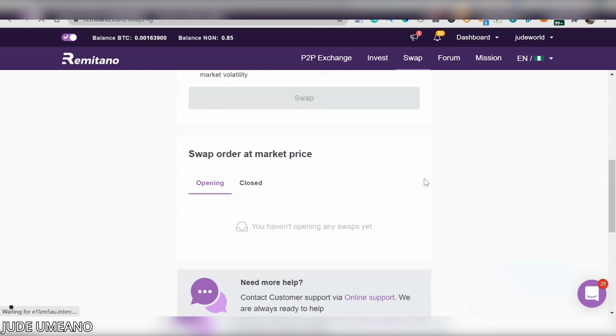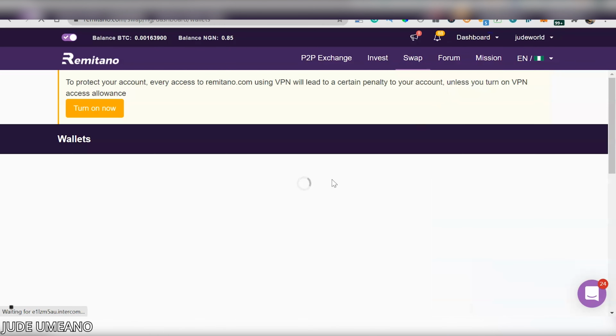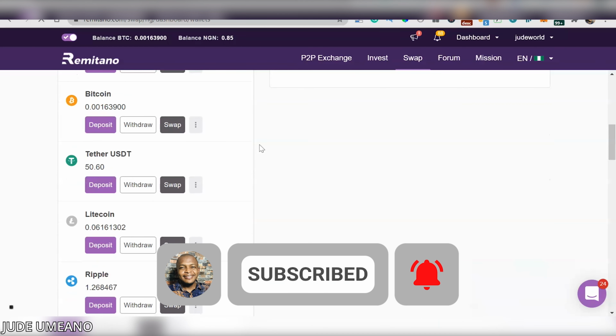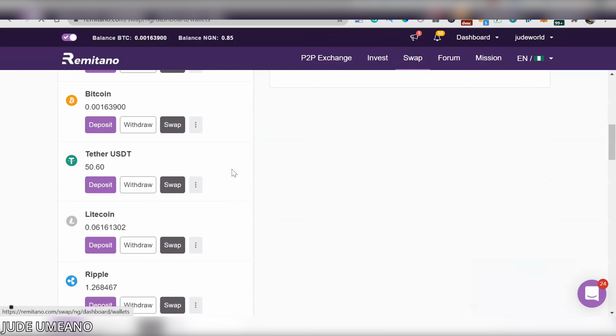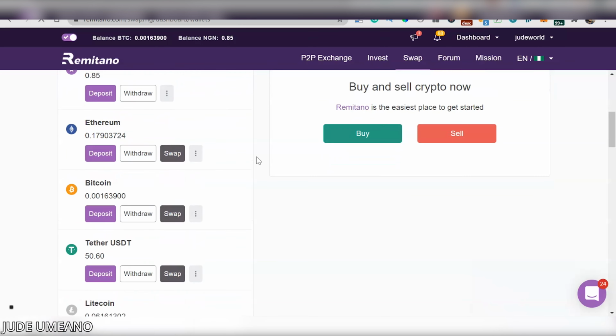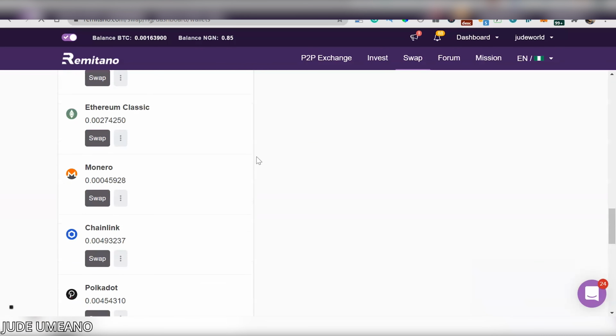So yeah, it is executed. If I go back to my wallet now, dashboard wallet, you see that I have 0.179 Ethereum and 50 USDT. So this is how you do the swap, and Remitano gives you up to 17 coins you can swap.